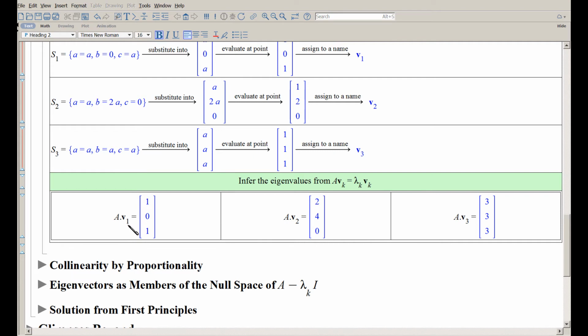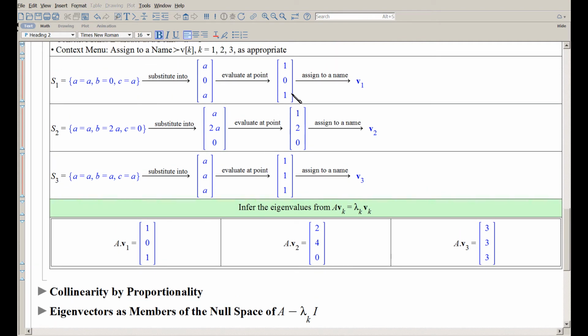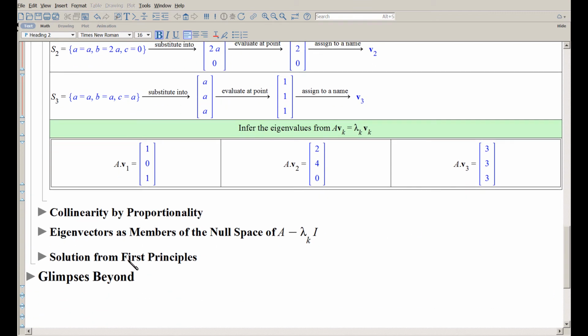And if I want to infer the eigenvalues from the eigenvectors, I can look at A v1, remembering that this is v1, and it comes back as 101. So the multiplier, or stretch factor, or eigenvalue is 1. If I look at A v2, v2 being 1, 2, 0, this comes back as 2, 4, 0, so the multiplier had to be 2. And if I look at A v3, and v3 is 1, 1, 1, and A v3 is 3, 3, 3, clearly the multiplier was 3, so the eigenvalue is 3.